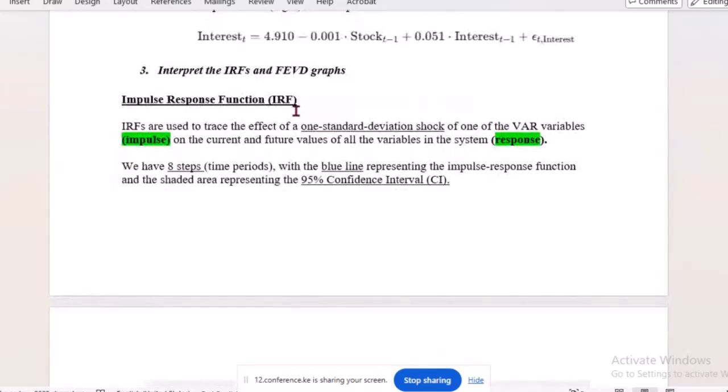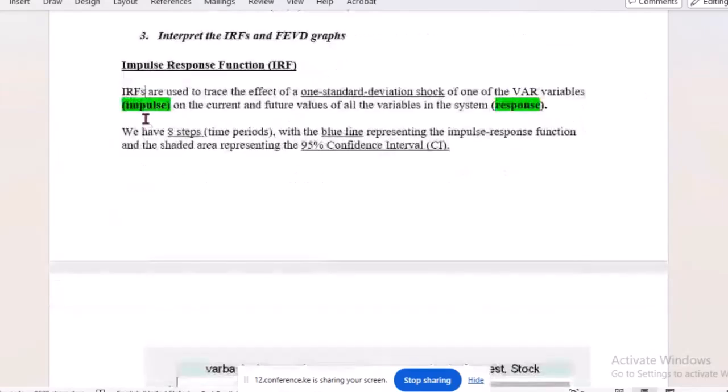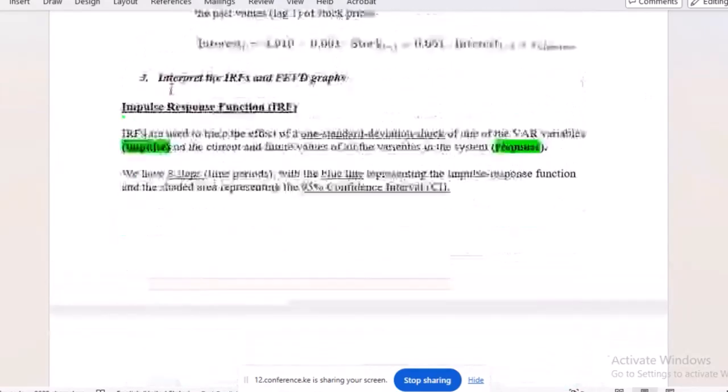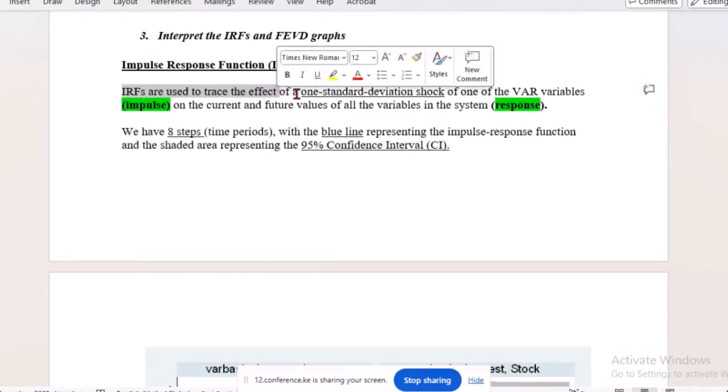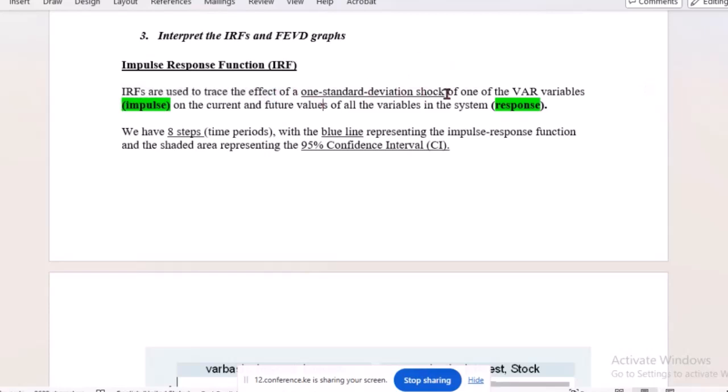The forecast error variance decompositions and the impulse response function. And we start with the IRF. So now, after interpreting the coefficients, we look at the IRF. IRFs are used to trace the effect of one standard deviation shock.